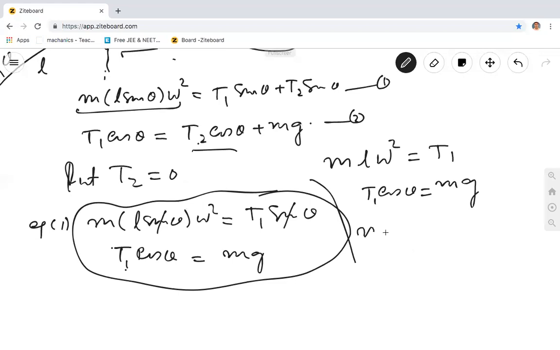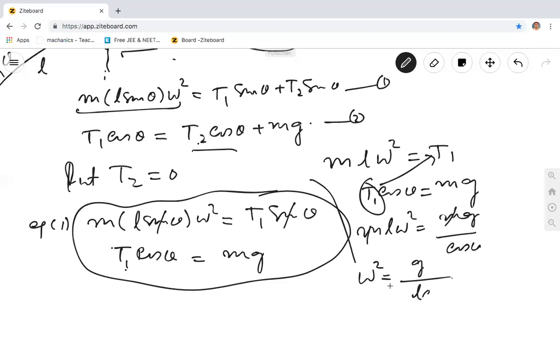ML omega square is equal to T1, and the value of T1 is mg by cos theta. Substituting the value of T1 here, m gets cancelled. Omega square is equal to g by L cos theta, so omega is equal to root of g by L cos theta. That is the answer for omega minimum.